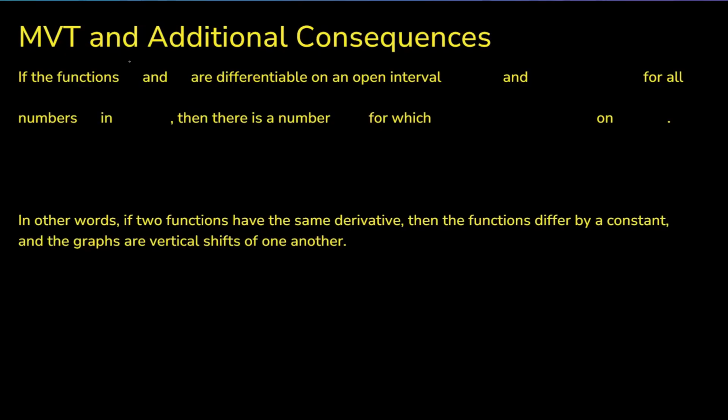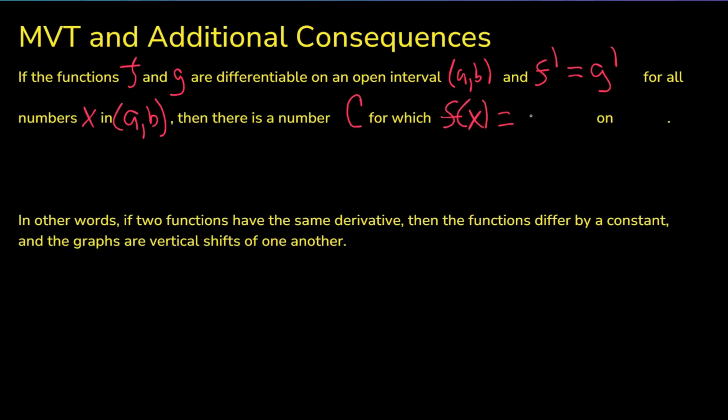One other consequence is if we look at two functions, f and g, if the two functions are differentiable on an open interval a to b, and f prime equals g prime for all numbers x in the open interval a to b, then there is a number capital C for which f of x equals g of x plus capital C on the open interval a to b. In other words, if two functions have the same derivative, f prime equals g prime, then the functions differ by a constant and the graphs are vertical shifts of one another.